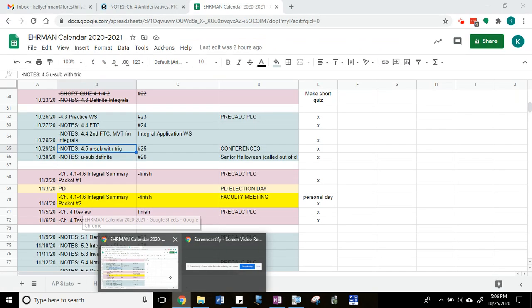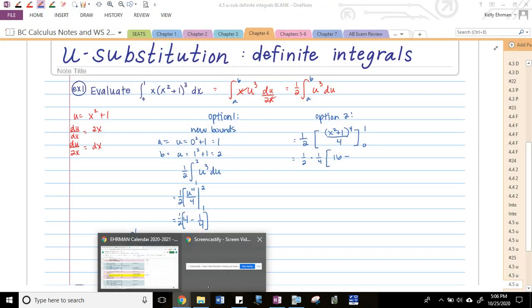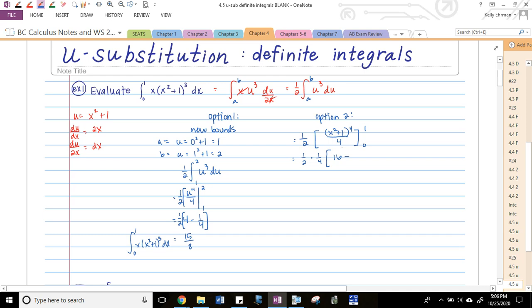Hopefully I'm still recording. When I plug in 0, I get 1/4. Oh, sorry. I don't get 1/4. I get 1 because I factored out the 4. So I get 1/8 times 15. I still get 15/8. It does not matter what you do. It's kind of what makes more sense to you. I tend to switch back and forth. It kind of just depends on the problem.